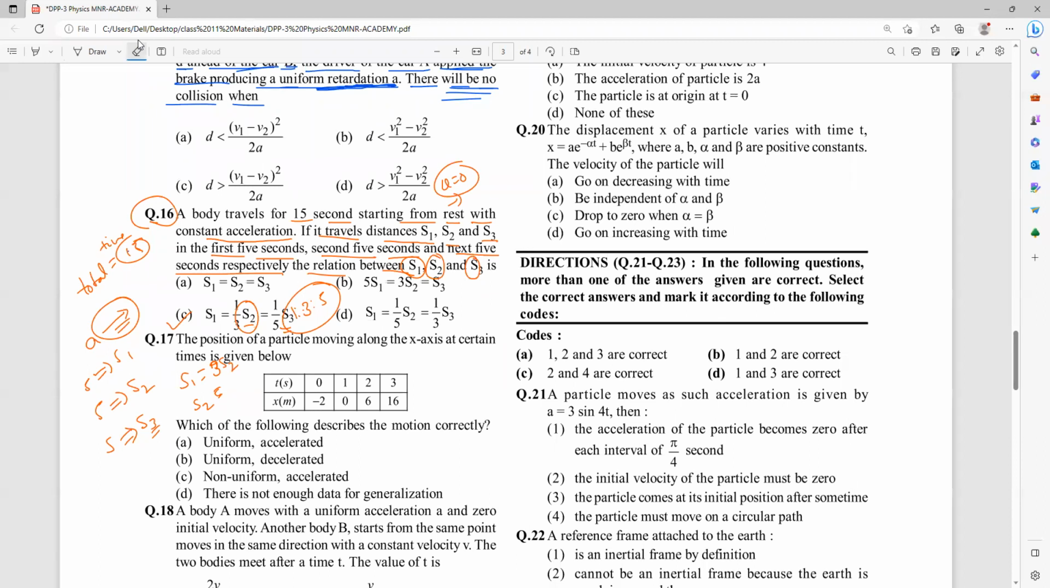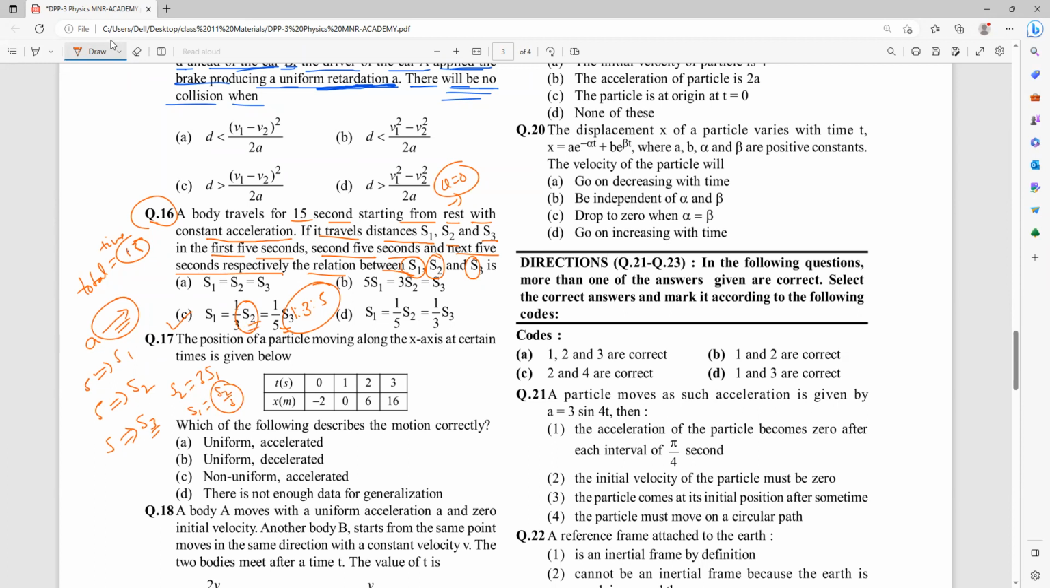Because if you make S2 equals to how many times will come? From this, S2 is equals to how many times will come? We all know that S2 is equals to 3 times of S1. Understand? So S2 is equals to 3 times of S1. From that, S1 is equals to what? S1 is equals to S2 by 3. Is it right or wrong? Yes, sir.